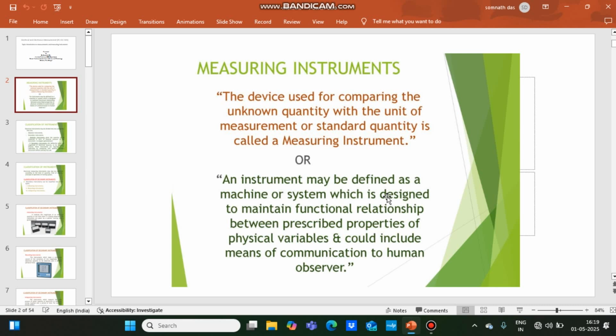So what is a measuring instrument? To know the value of the unknown quantity or unknown parameter, we have to use some measuring instrument or some measuring device. This measuring device actually performs the operation of comparison. The comparison is made with a standard quantity.